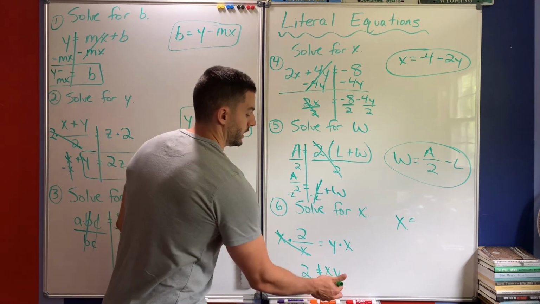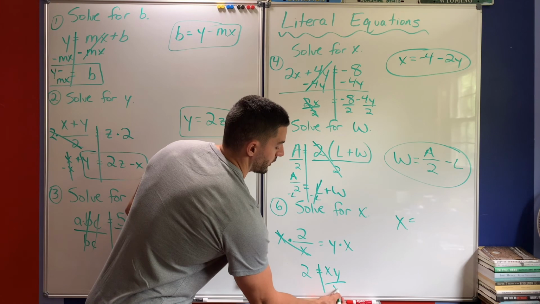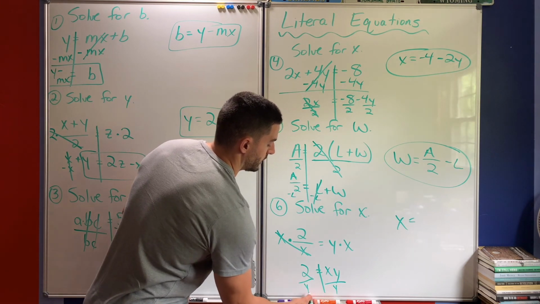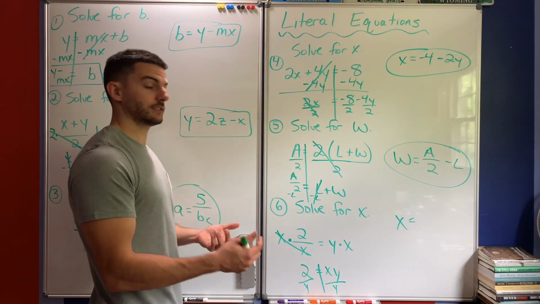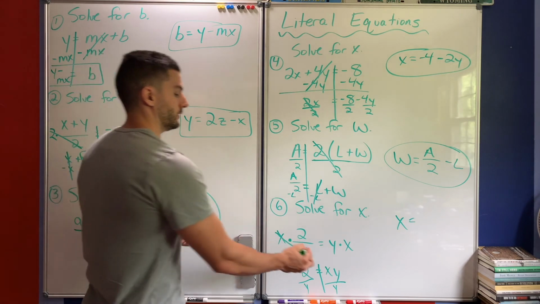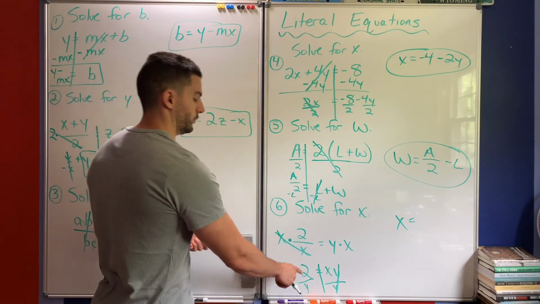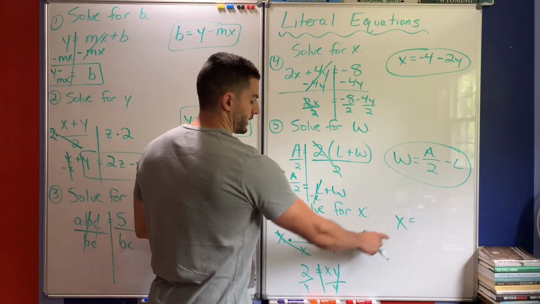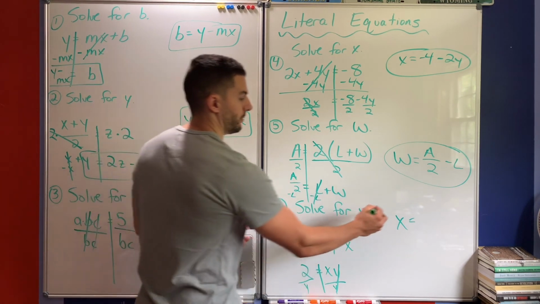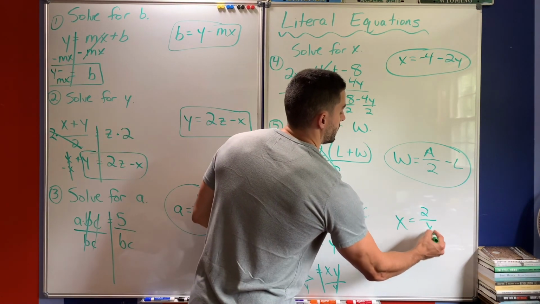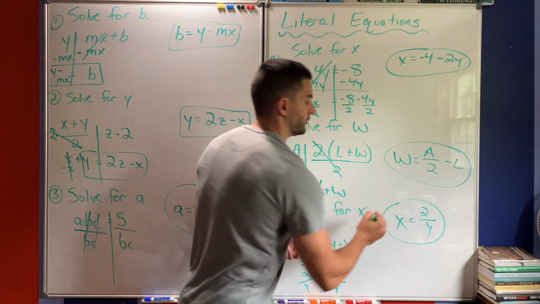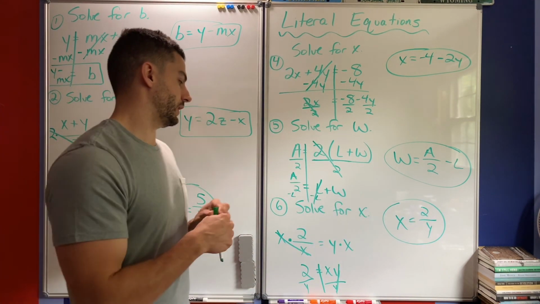It's saying x times y. So if I divide both sides by y, x will then be by itself, right? And so that cancels. And what am I left with? I'm left with just x equals 2 divided by y. And that's it, right? X is by itself. That's my goal, and I'm done.